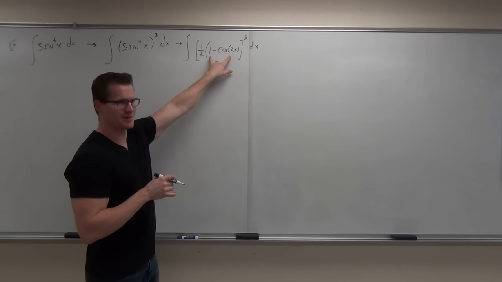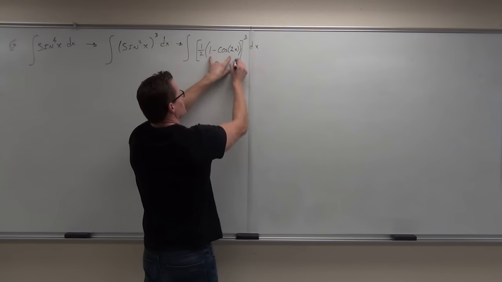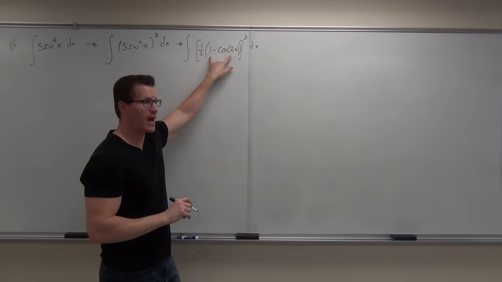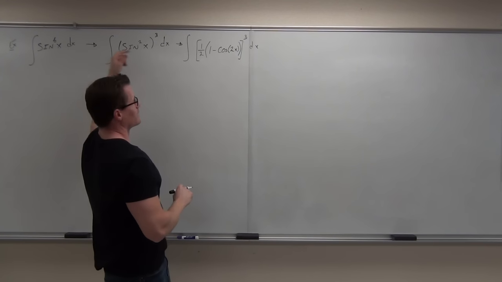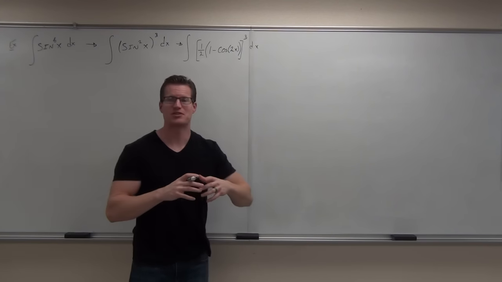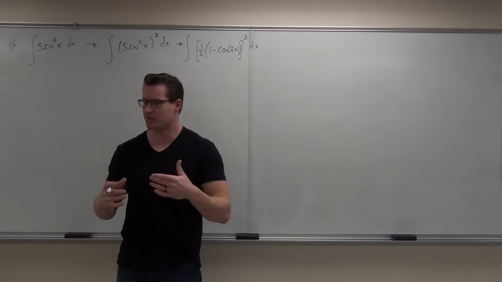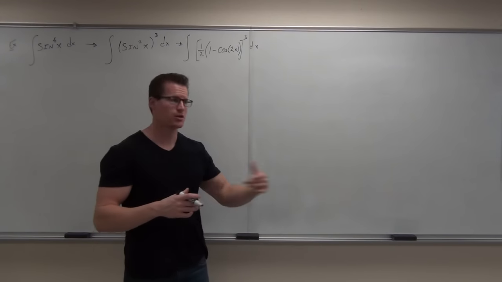Now, what do you have to do with this thing? Just keep it that way. FOIL it. Oh, you know what? I forgot the cube. Sorry. You're going to have to distribute that. If that was to a higher power, you'd have to distribute even more. So if you're going to do this method without a reduction formula, you actually have to distribute that.